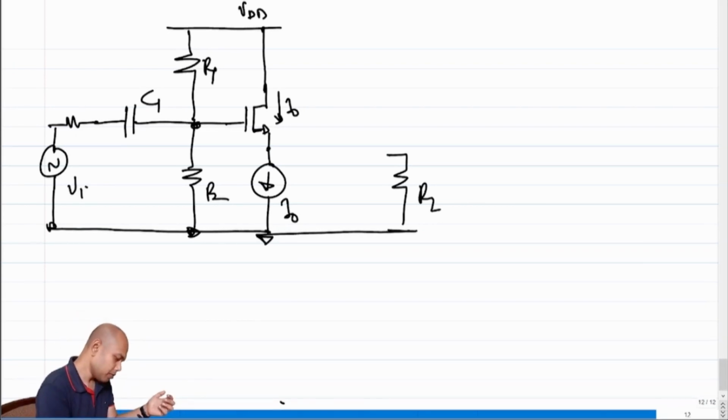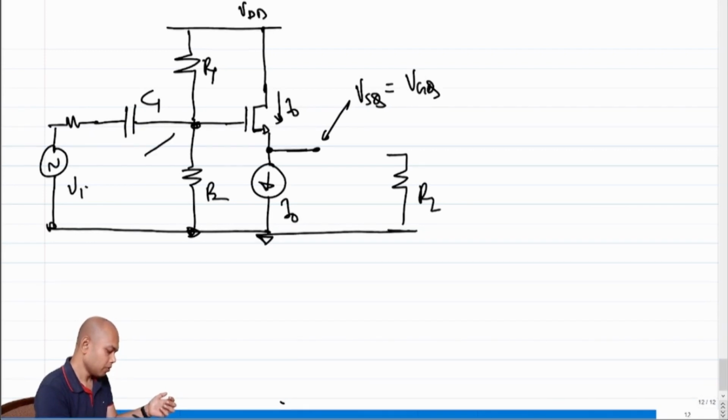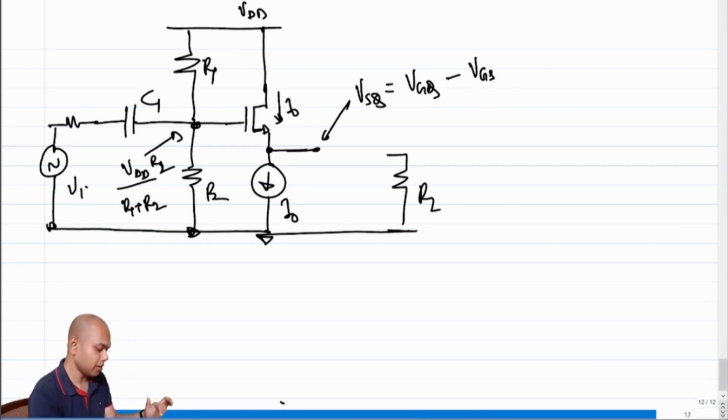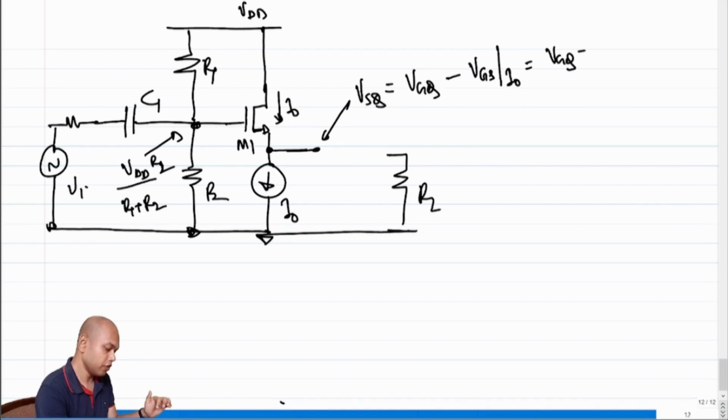Same old story. We know that voltage at the source is what? The voltage at the source is VSQ, let me call this. This is equal to VGQ. What is VGQ? VGQ is VDD R2 by R1 plus R2 minus the VGS of the transistor M1, right? While it is biased at the current of I0, which is equal to VGQ minus threshold voltage plus under root 2 I0 by mu C of W over L.